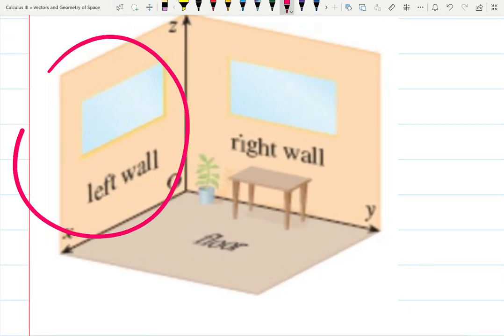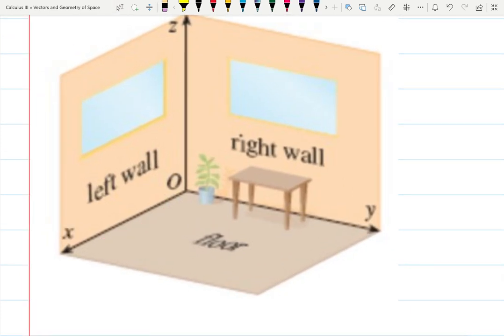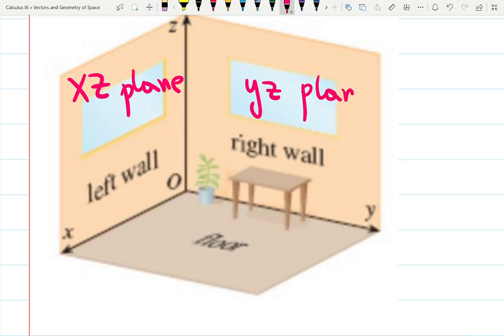This left wall is created by x and z, so it's xz plane. Plane. That's okay, not too bad. YZ plane, because it's created with y and z. Order doesn't matter, but usually people put letters in order of alphabet. XY plane. And we used to stay in XY plane.